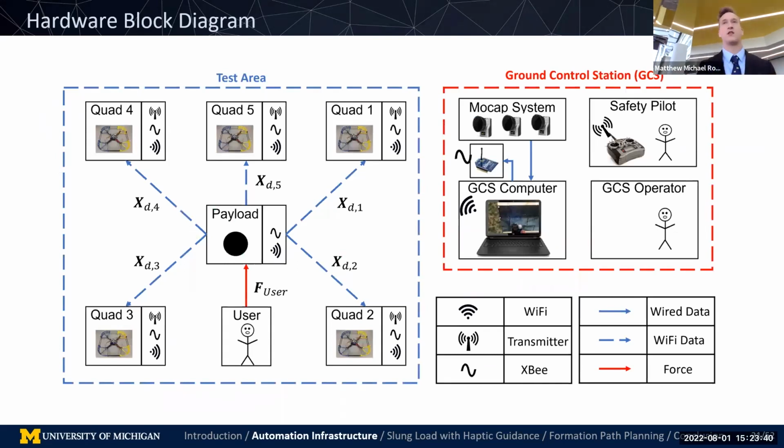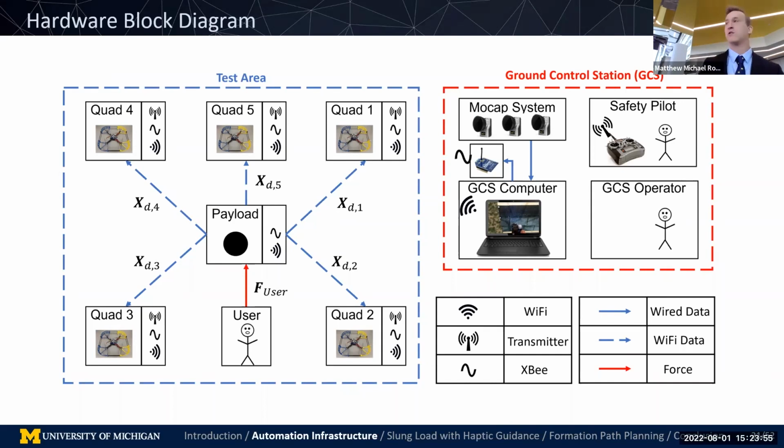And this is how it fits into the larger system. So you can see the payload is at the center of the left. When a user pushes on the payload, it can sense and send out commands to each of the vehicles over Wi-Fi. The vehicles then move in the direction of user applied force.